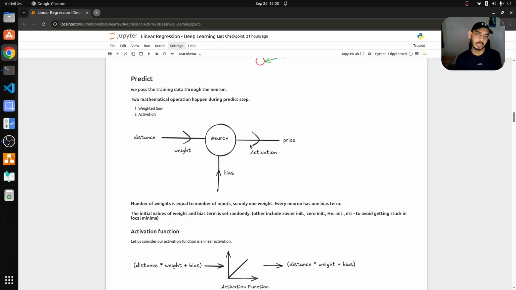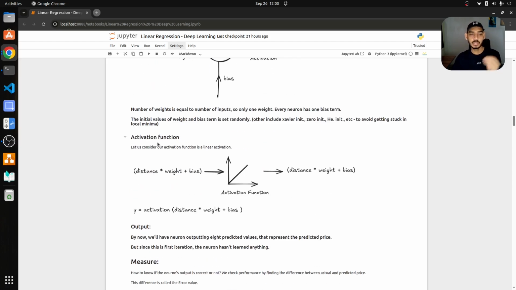The activation could be any activation function. It could be linear activation or non-linear activation like ReLU, or other different activation functions. So before we go to the calculation aspect, just a point: number of weights is equal to number of inputs.